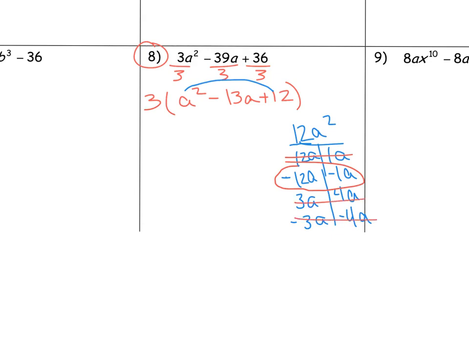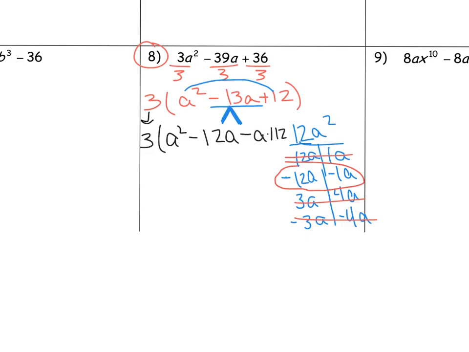Now, here's the important piece. The whole point in this was to split this middle term. This negative 13a is meant to be split into 2 terms. Okay? So I'm going to rewrite the negative 13a using my negative 12a and negative 1a. All right, so let's see. I've got 3 times, just bring down the 3, a squared minus 12a minus a plus 12.